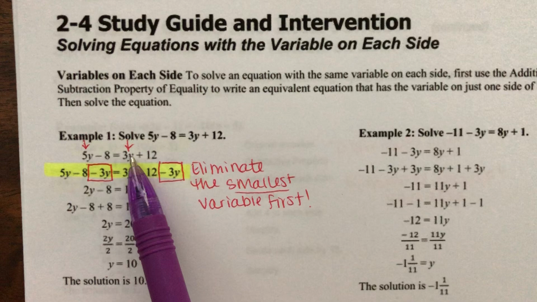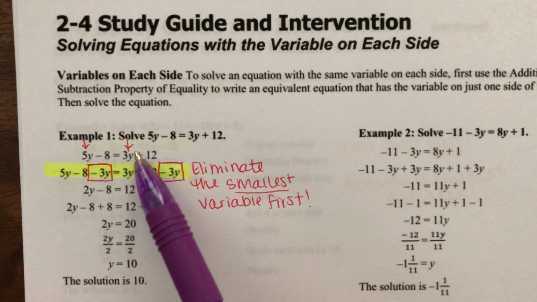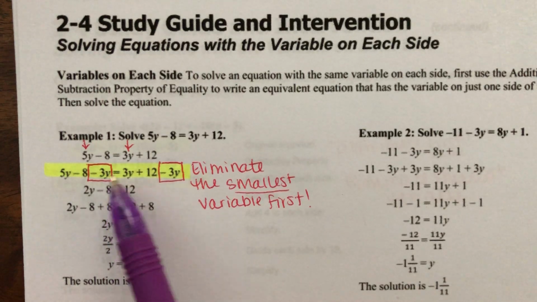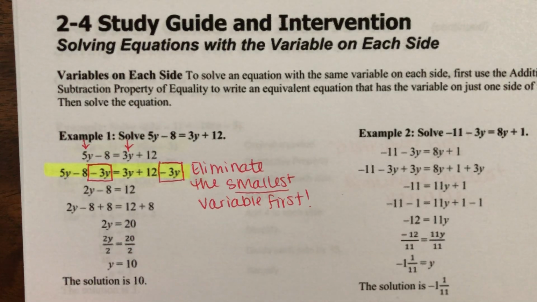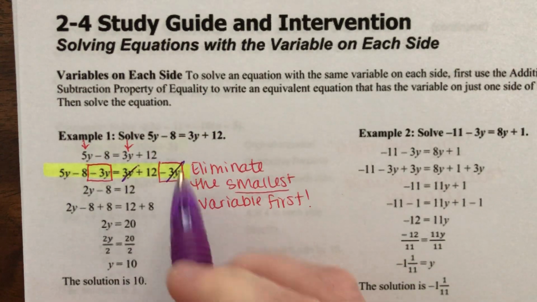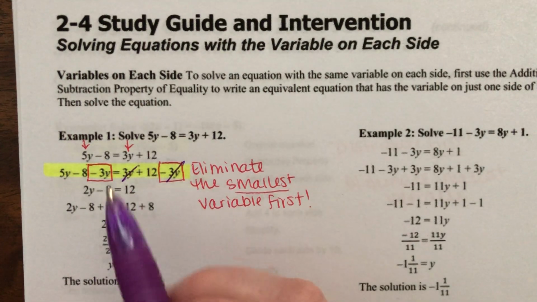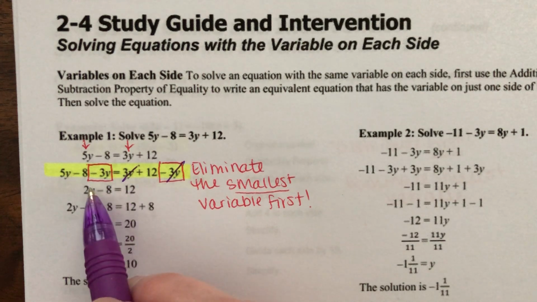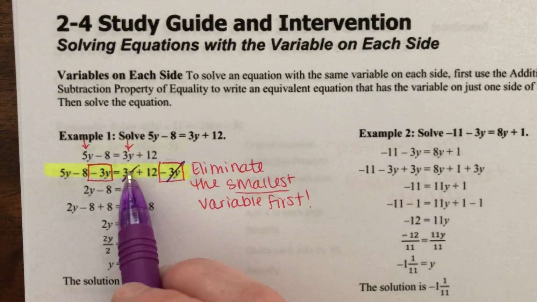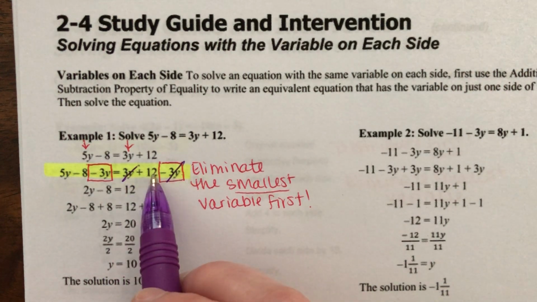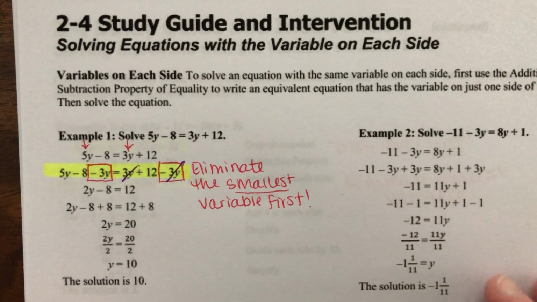So out of 5y and 3y, 3y is smaller. So to make it 0, I have to subtract 3y. So in this line here, they subtracted 3y. So then these 3y's will cancel each other out. And if you're going to subtract 3y on the right side of your equal sign, you have to do the same thing on the left. So once we go down one line, 5y minus 3y is 2y. Still have that minus 8 equals, these 3y's canceled each other out, 3y minus 3y, and we're left with 12. Now you just have a multi-step equation that you solve like normal. So that's the only difference.